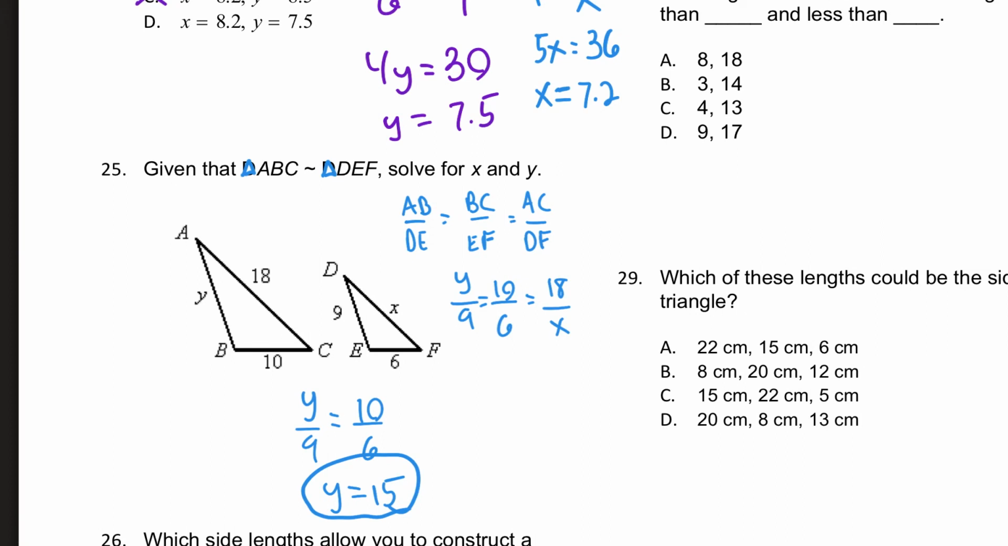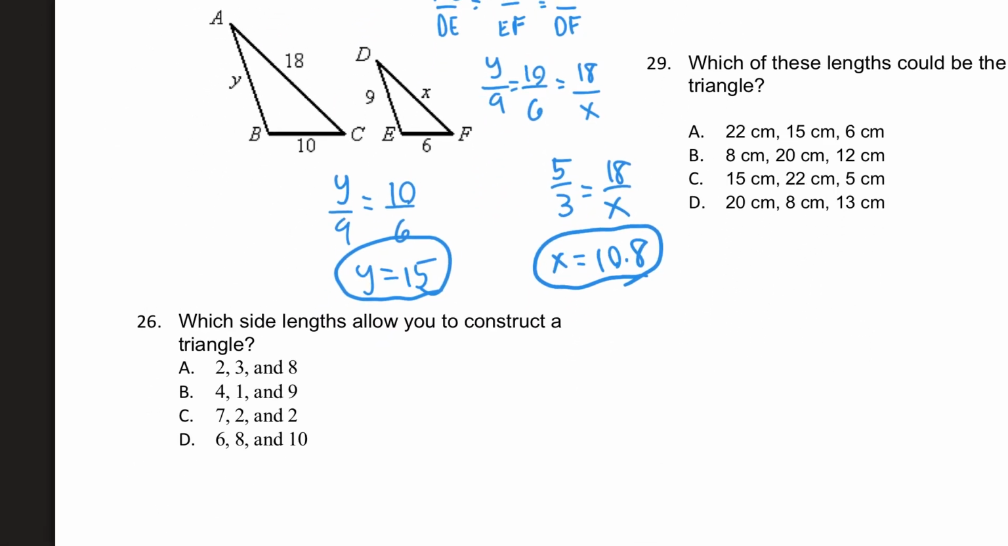And we'll break it apart to the other side. 10 over 6. I'll reduce it now. 5 over 3 equals 18 over X. Okay, 18 times 3 divided by 5 is 10.8. So X equals 10.8. And that's what Y and X are. That wasn't too bad. All right, let's move on to 26.